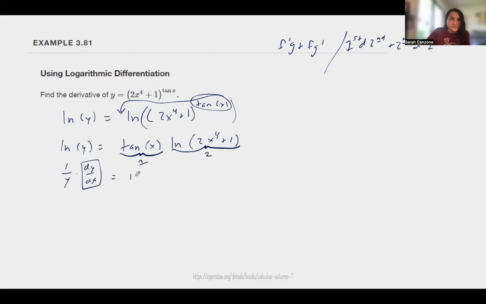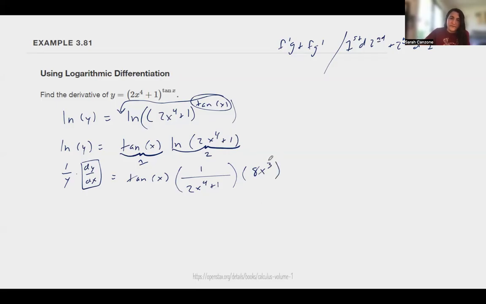All right, so first I'll rewrite tangent of x times the derivative of the second. So the derivative of a natural log is 1 over the thing in the parentheses, which is here 2x to the fourth plus 1. But then we have to multiply by the derivative of the thing in the parentheses. So the derivative of 2x to the fourth is 8x to the third, and the derivative of 1 is 0. So we can finish it off with that.